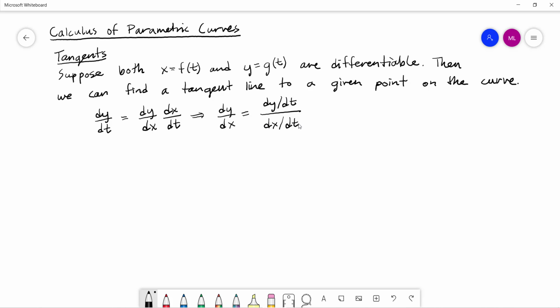The only thing that's required is that our denominator can't be 0. So we can't have dx dt equal to 0. Basically, that's saying you can't have no change in the x direction. That would indicate a slope of infinity, like a vertical straight line. This is the one case where that formula won't work. And we can do something similar to find the second derivatives.